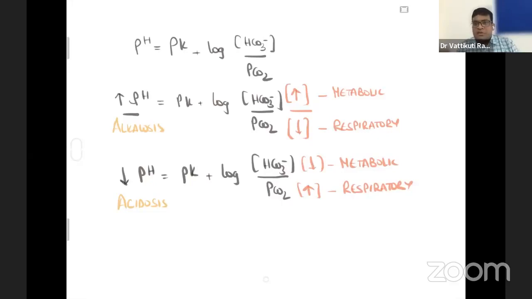Because PCO2 is in the denominator, it is called respiratory alkalosis. Exactly inverted, if the pH is going down, it is acidosis. Since the pH is going down, the bicarb is also going down, that is called metabolic acidosis because it is the numerator. And if it is respiratory acidosis, the PCO2 should increase because it is the denominator. So there are four essential basic disorders which are possible: metabolic acidosis, metabolic alkalosis, respiratory acidosis, respiratory alkalosis.